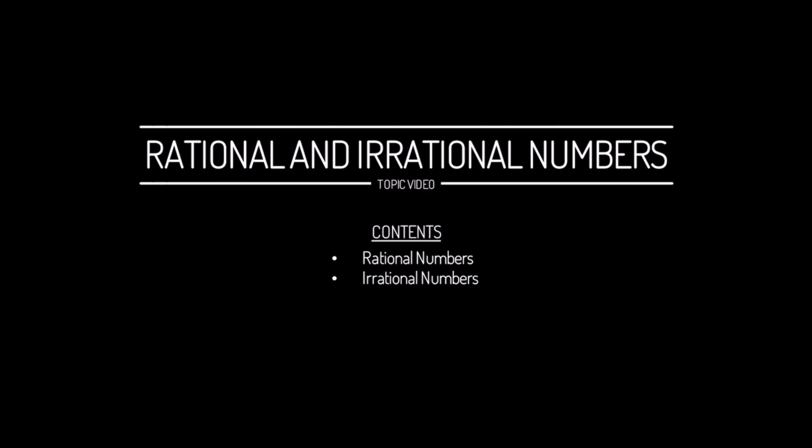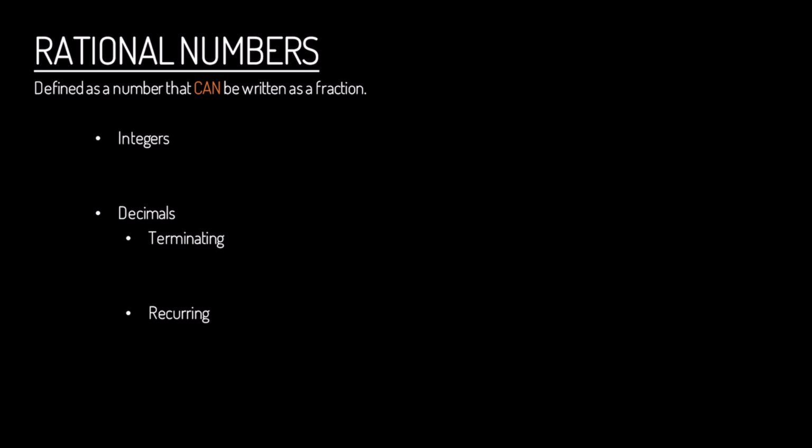In this topic video, we're going to be going through rational and irrational numbers. We're going to start off with rational numbers. Let's jump straight into this. So rational numbers are defined as a number that can be written as a fraction. Now this includes most of the numbers that we deal with.